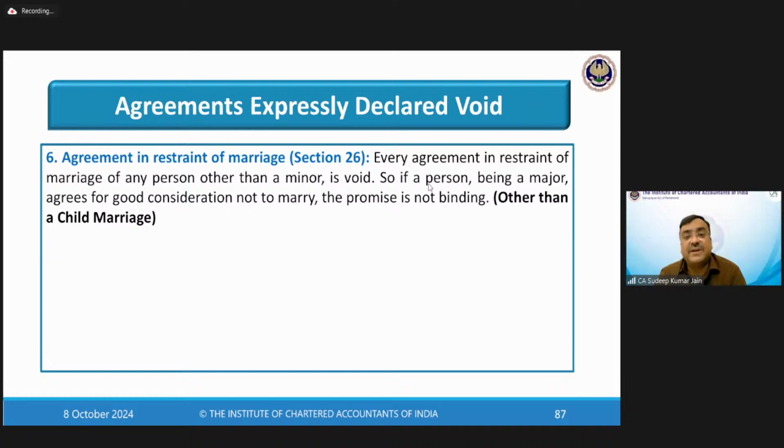Agreement in restraint of marriage. Any agreement in restraint of marriage other than child marriage is void. किसी को शादी करने से रोकने का कॉन्ट्रैक्ट void होगा, लेकिन चाइल्ड मैरिज क्योंकि इलीगल है तो उसको रोकने का कॉन्ट्रैक्ट void नहीं होगा. Every agreement in restraint of marriage of any person other than a minor is void. So if a person being a major agrees for good consideration not to marry, the promise is not binding.